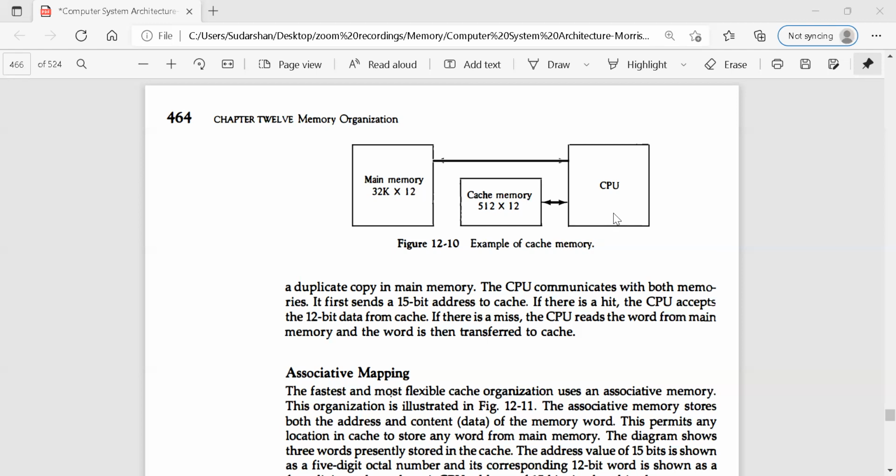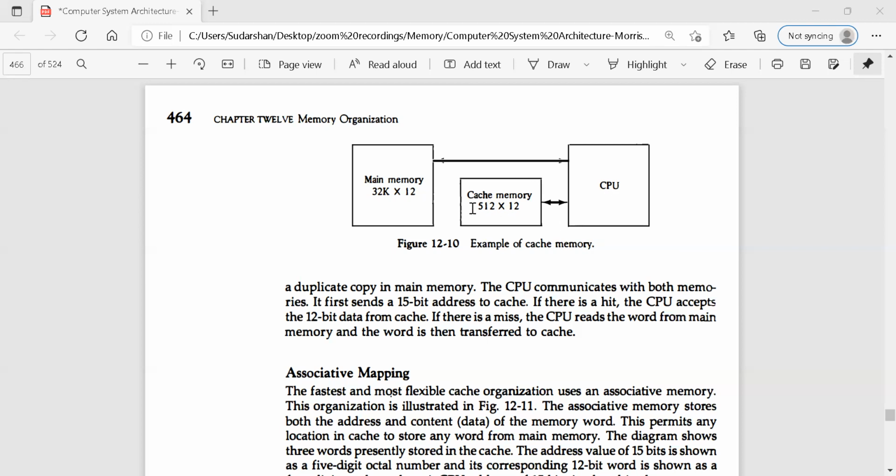What has the CPU done? First, it has initially accessed the cache memory. The word is not found. That means it has wasted 100 nanoseconds. And then it accessed main memory, and the word is found in main memory, and that is transferred from main memory to CPU. And the same word also gets transferred from main memory to cache, so that the future reference of that word will be found in cache. It will be a hit.